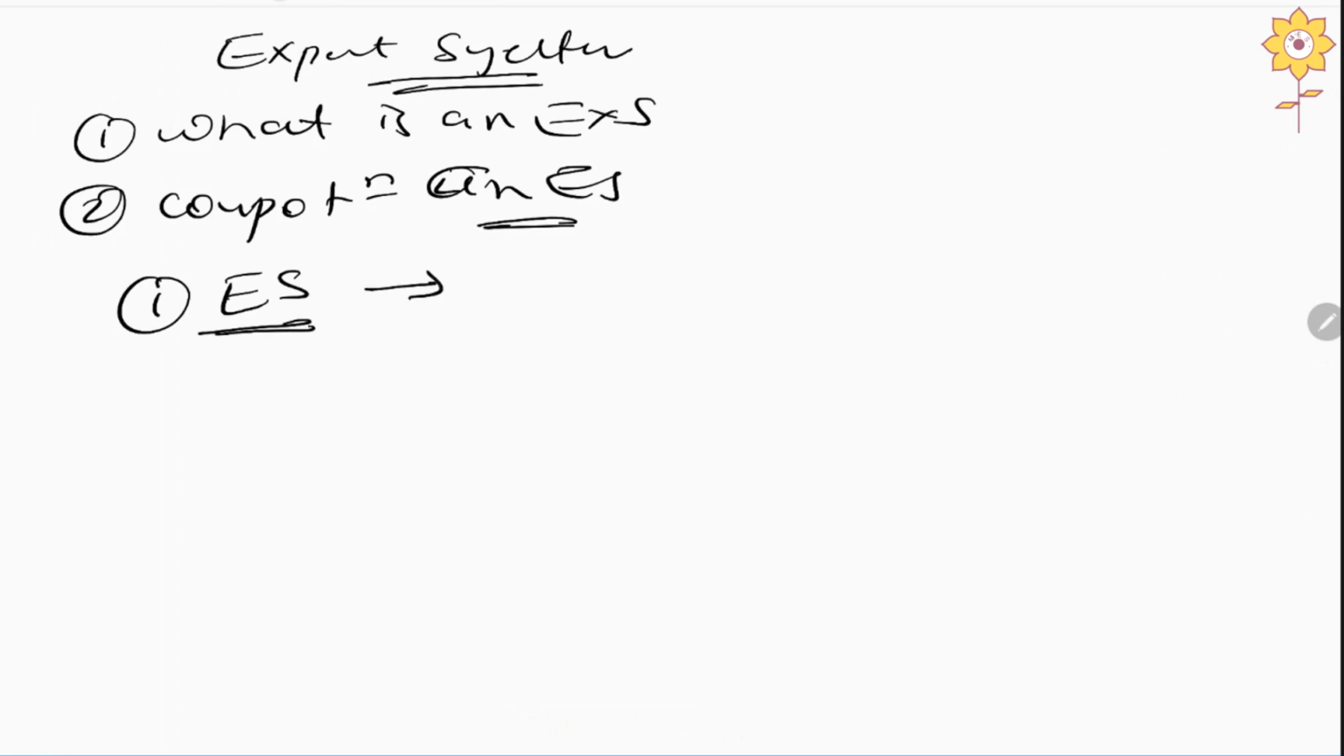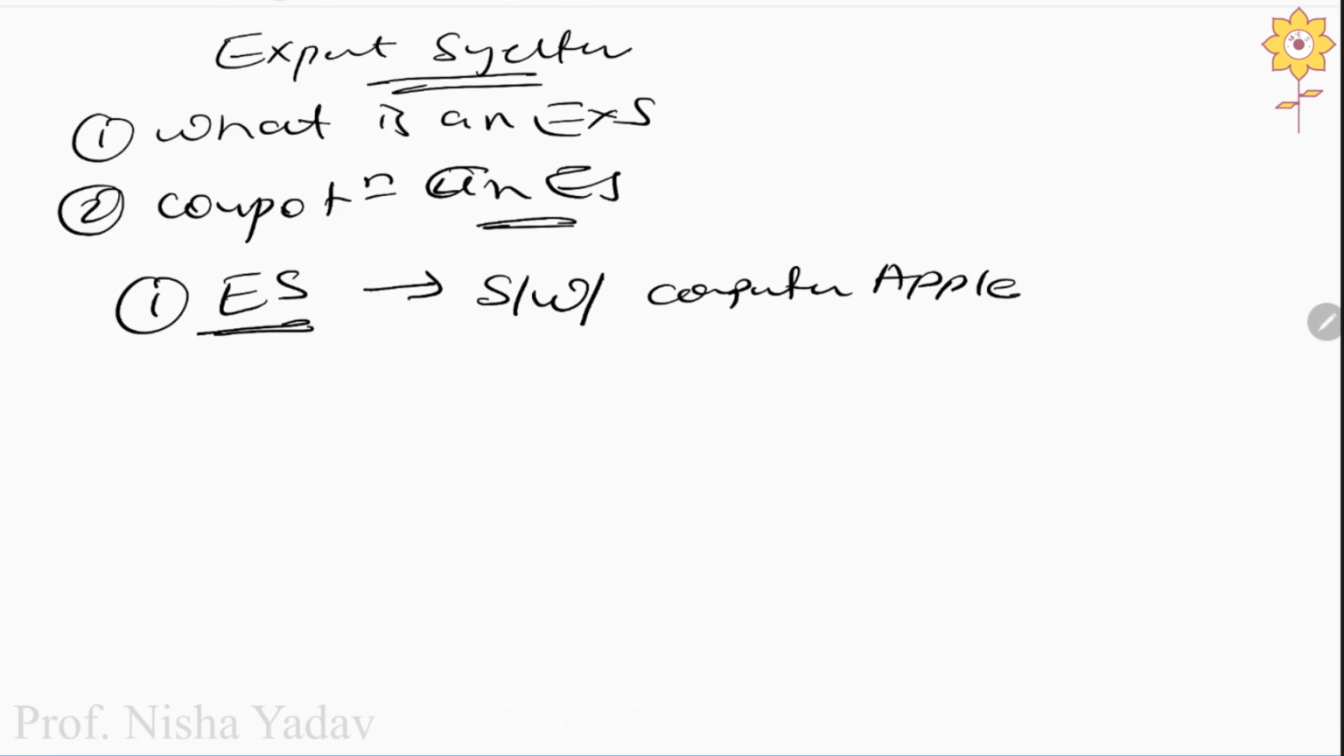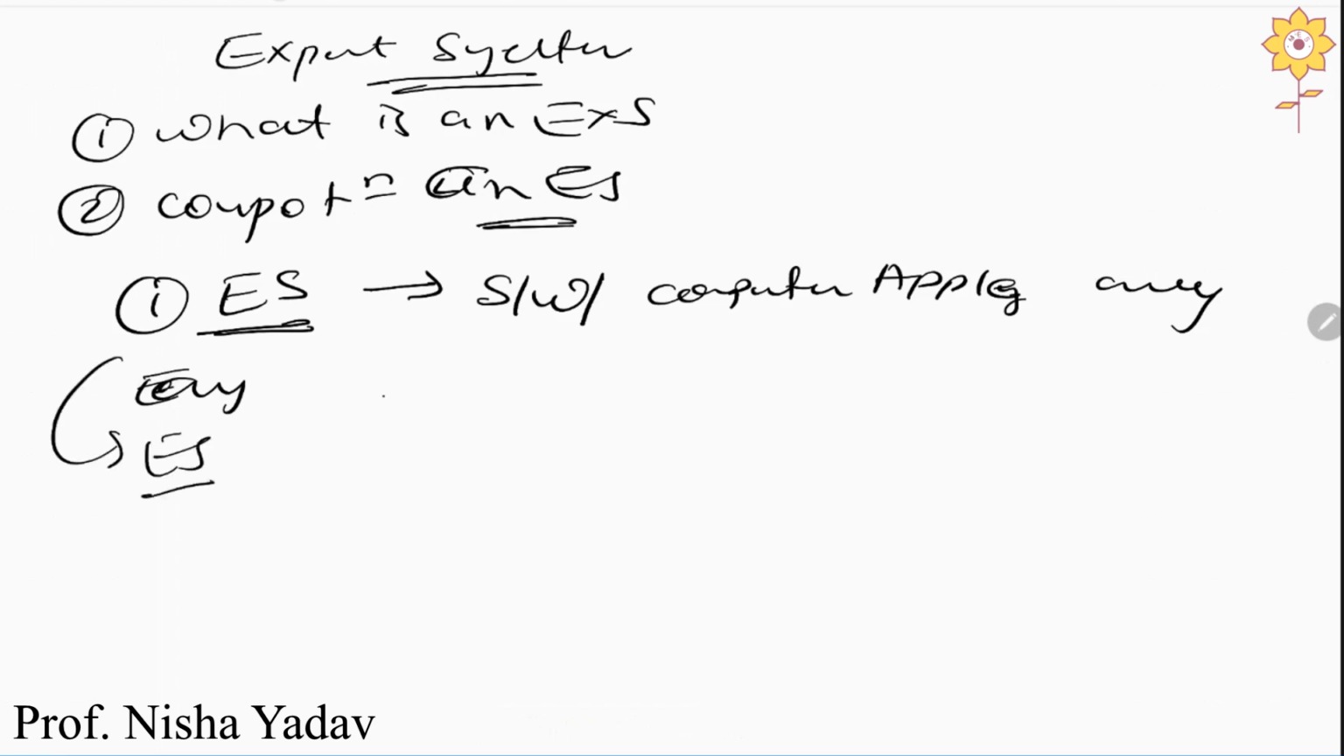An expert system is basically a software, or you can consider a computer application, which can be used by any individual, and that individual may or may not be an expert. The role of this expert system is that it basically works similar to an expert of any domain.